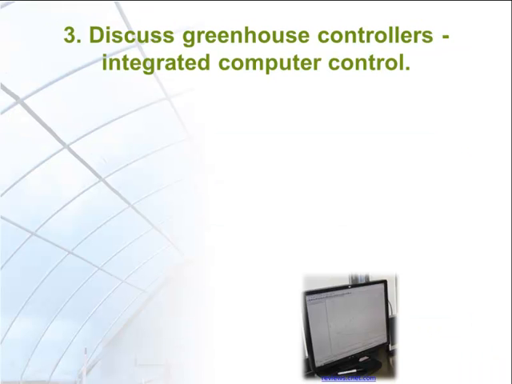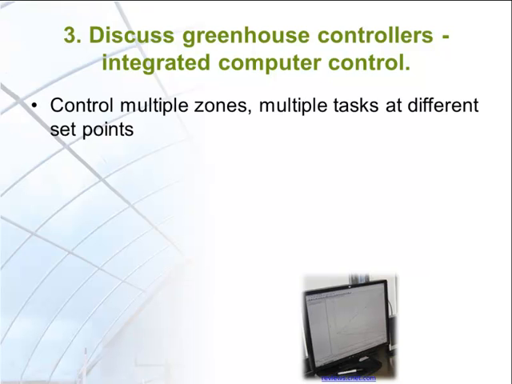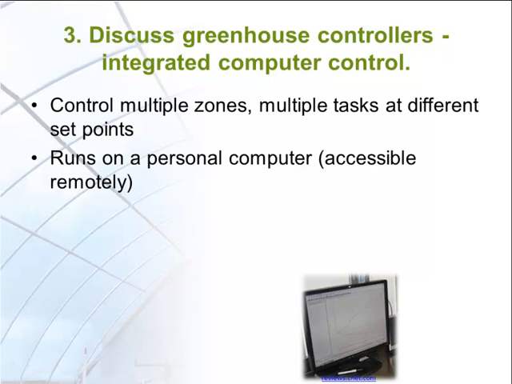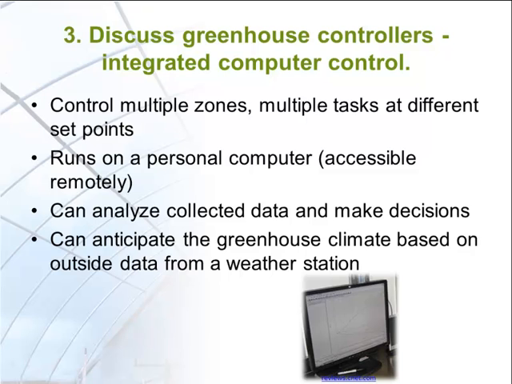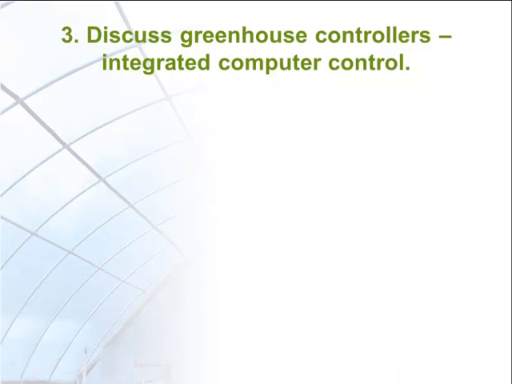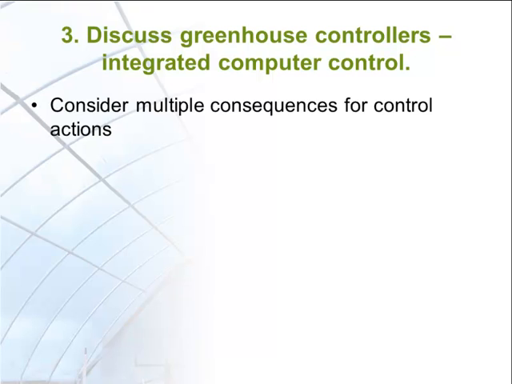An integrated controller can control multiple zones, multiple tasks at different set points. Typically, it runs on a personal computer and is accessible remotely. It can analyze collected data and make decisions. It can anticipate the greenhouse climate based on outside data from a weather station. An integrated computer controller can be used to consider multiple consequences for control actions and for conflict resolution.